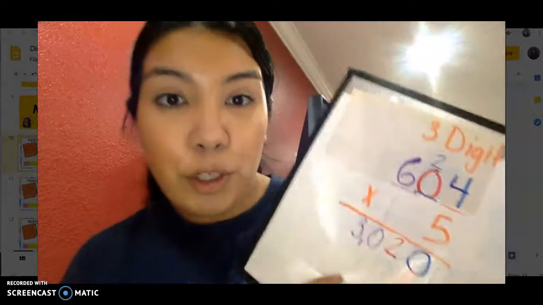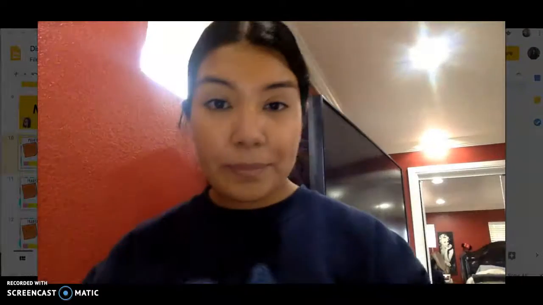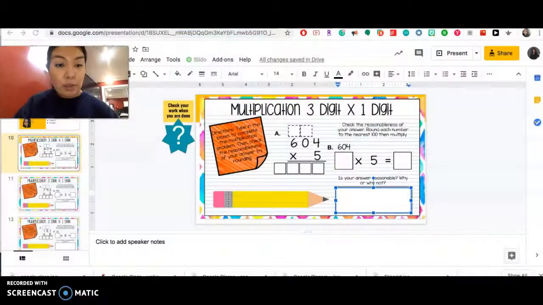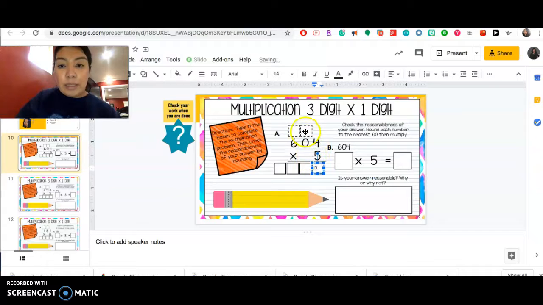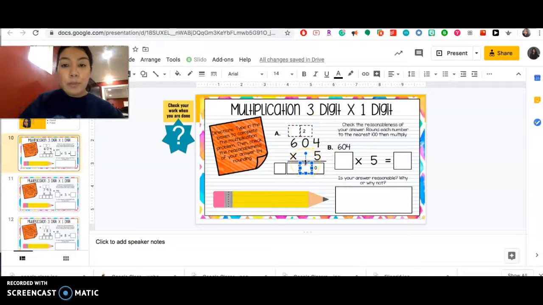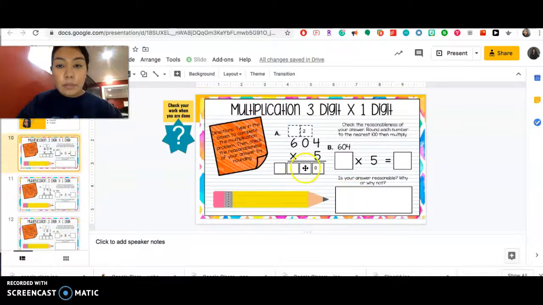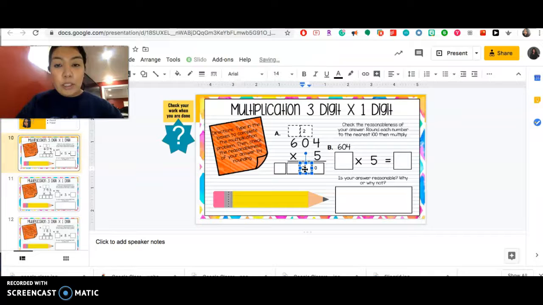Now let me show you how to input this on the slide. Let me switch my screen. There we go. Here we have 5 times 4 is 20, so you put the 0 down here. We put the 2 on top. 5 times 0 is 0, plus the 2 is 2.